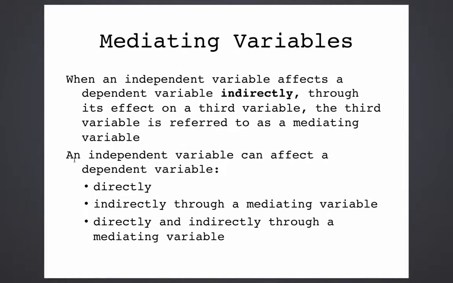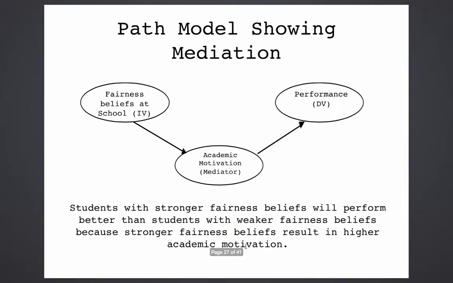So we have a world where independent variables can affect dependent variables directly, so there's no mediation happening, indirectly through the mediating variable, or both. You can actually have an independent variable have a main effect or a direct effect on your dependent variable and an indirect effect through the mediating variable. So what does this look like?